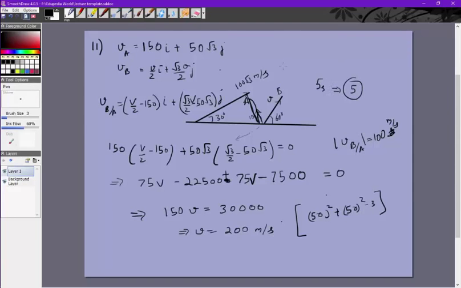Right? Now there's actually an easier way to do this. You do not have to assume all of that. This question could actually have been solved purely geometrically as well. If we take this to be VA, then this is VB and they are at an angle of 30 degrees. And VB minus VA will be this vector.